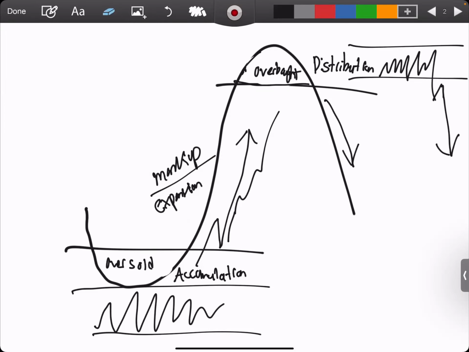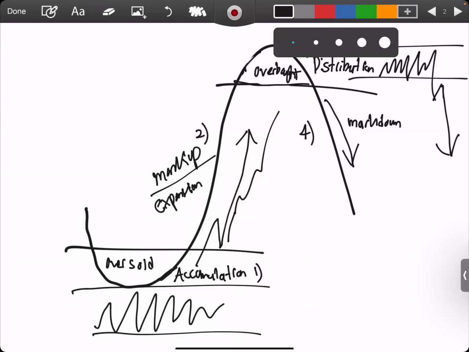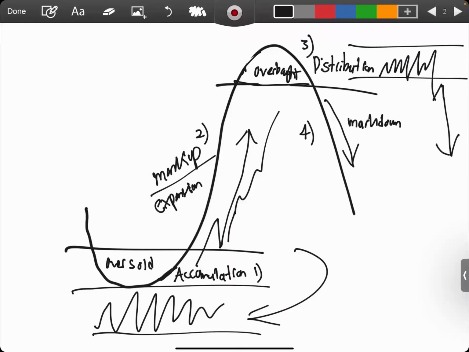So we have phase 1, accumulation. We have phase 2, markup. We have phase 3, distribution. And then we have phase 4, which is going to be our markdown. Okay, now you can see this type of price movement on all time frames. But the main thing that we want to take away is that before price moves up, there's almost always some area of consolidation. In simple terms, we recognize this as demand.